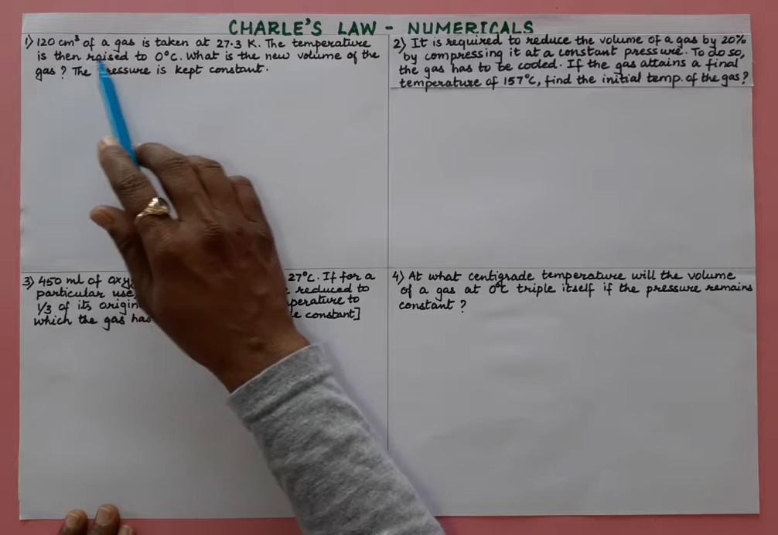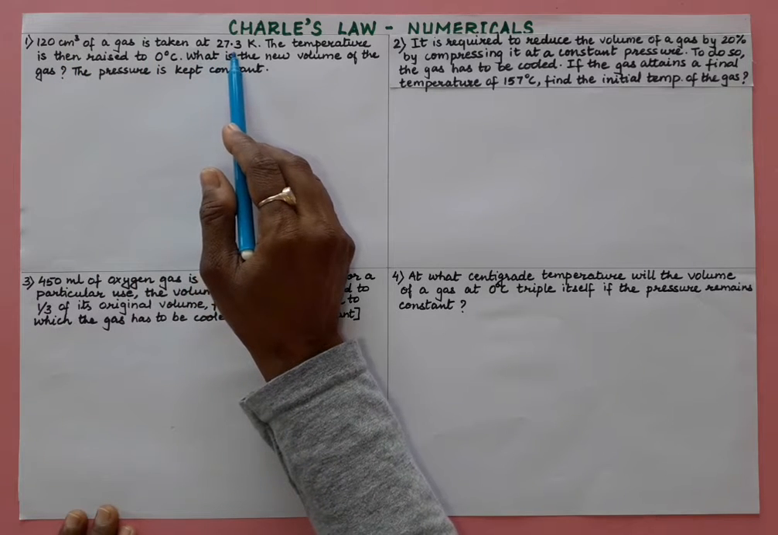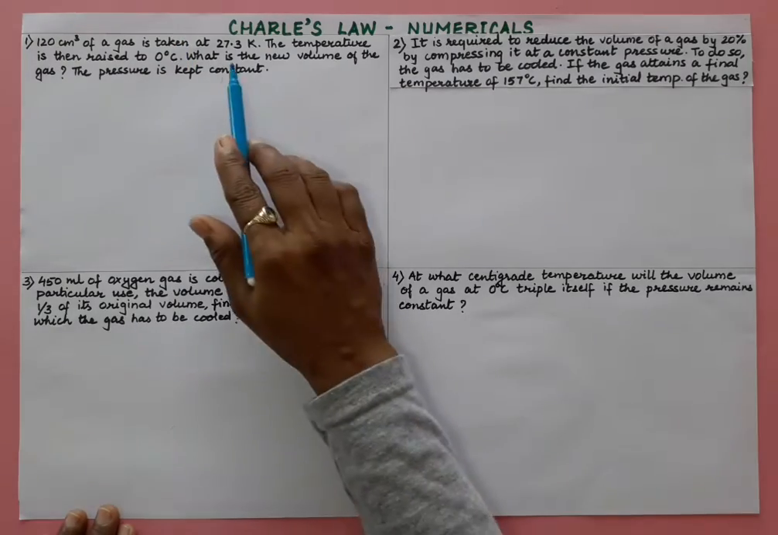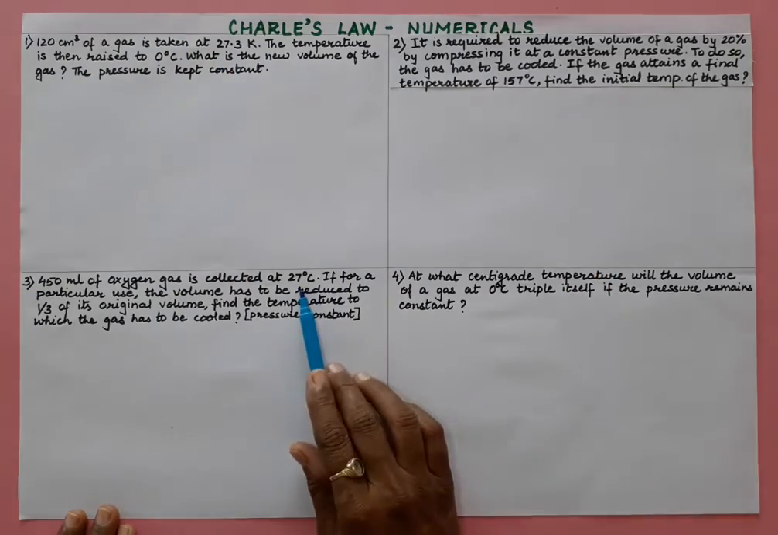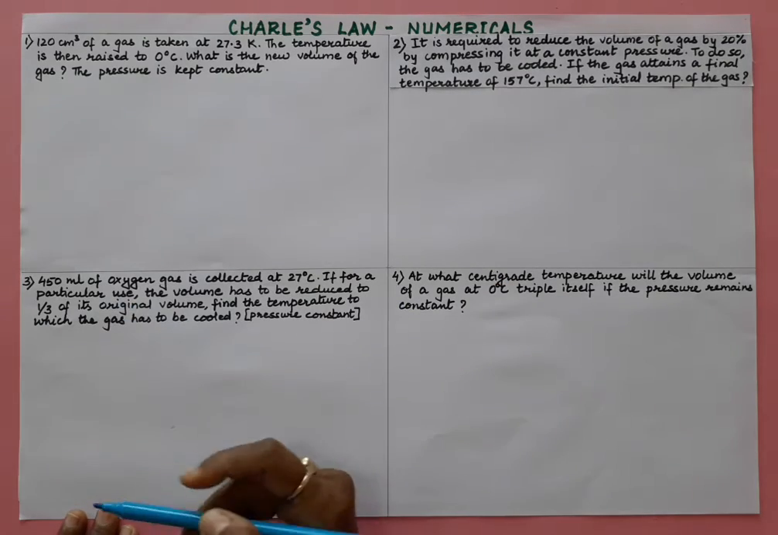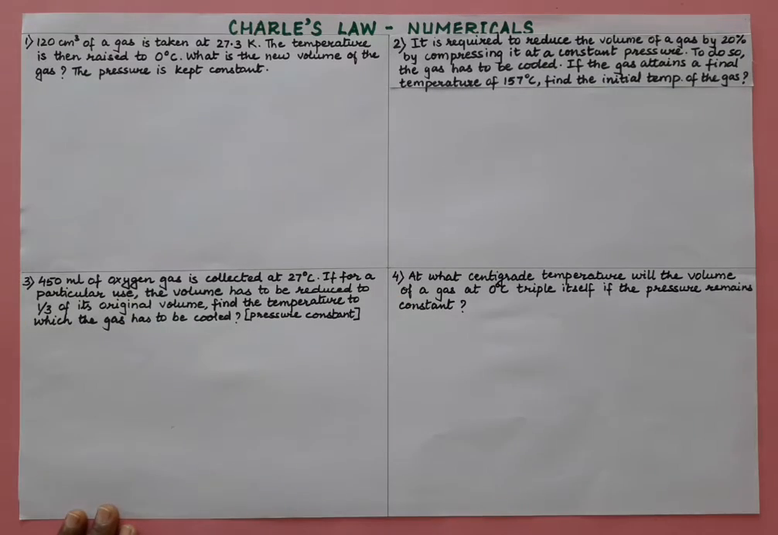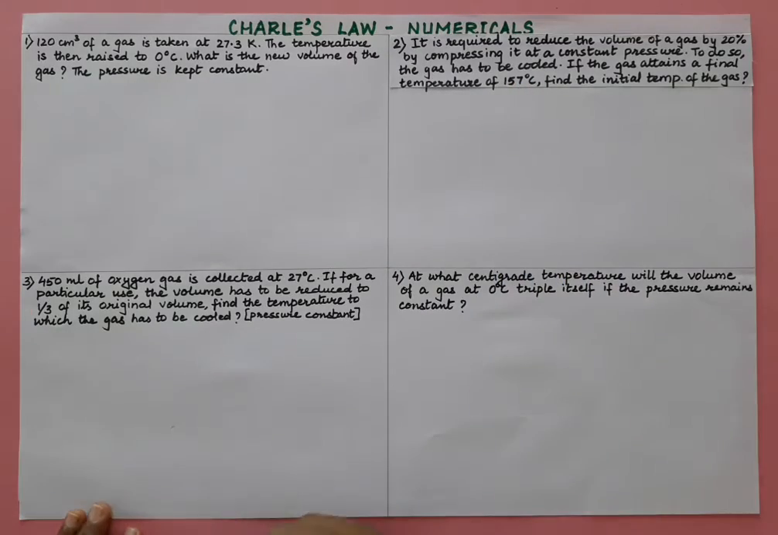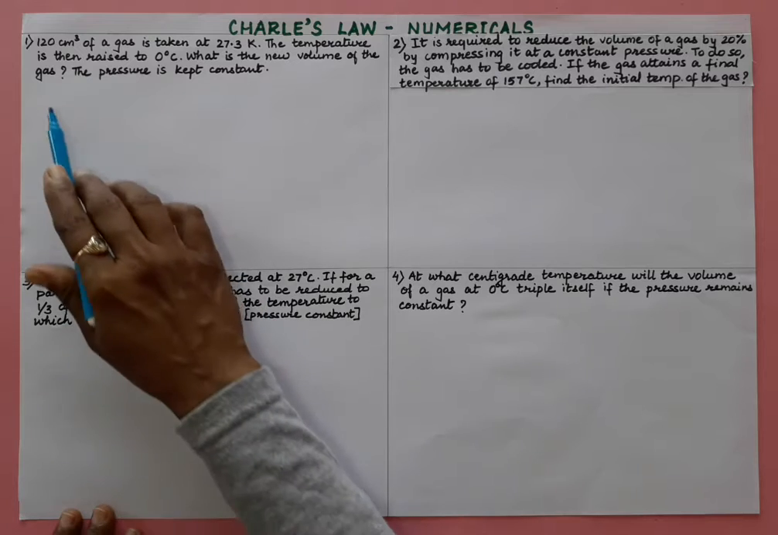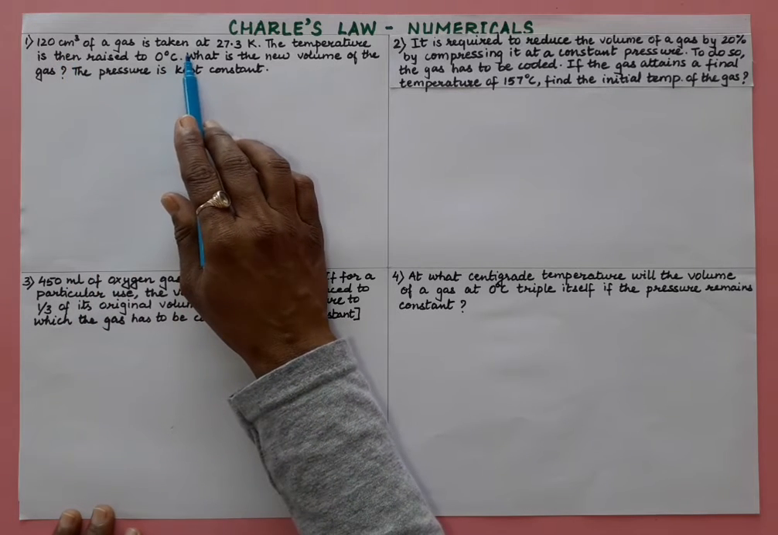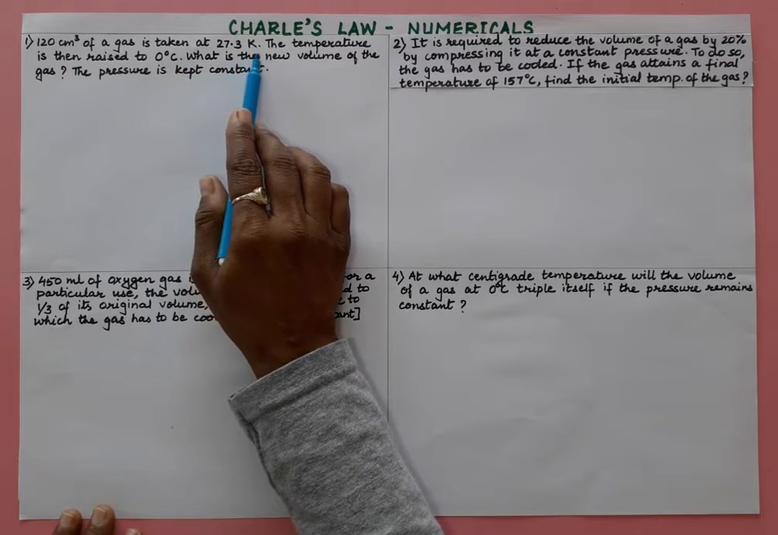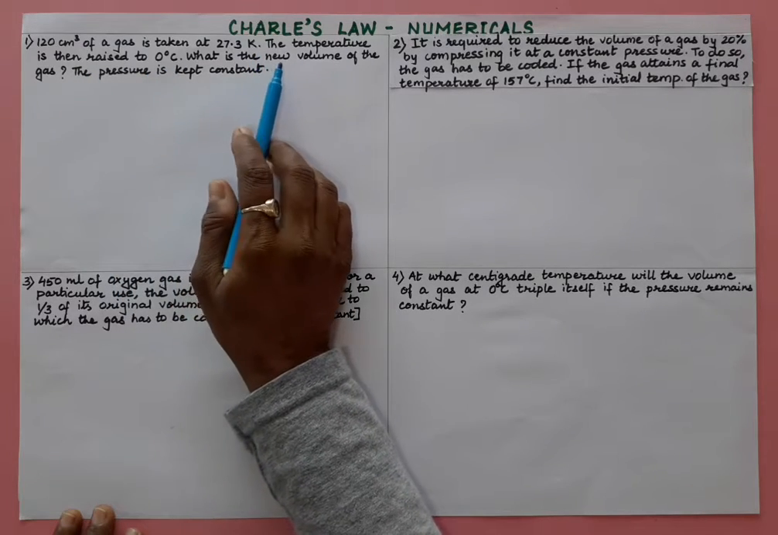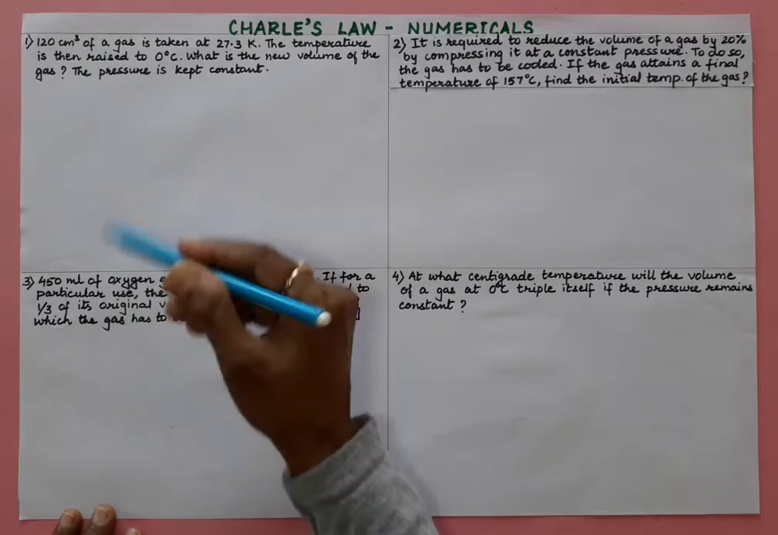120 centimeter cube of a gas is taken at 27.3 Kelvin. The first thing you must always keep in mind: whenever the temperature is given in degree Celsius, you have to convert it into Kelvin to solve the numericals. Then convert it back to degree Celsius, because the question is in degree Celsius, so your answer should be in degree Celsius. So 120 centimeter cube of a gas is taken at 27.3 Kelvin. The temperature is raised to 0 degree Celsius. What is the new volume of the gas, and the pressure is constant.